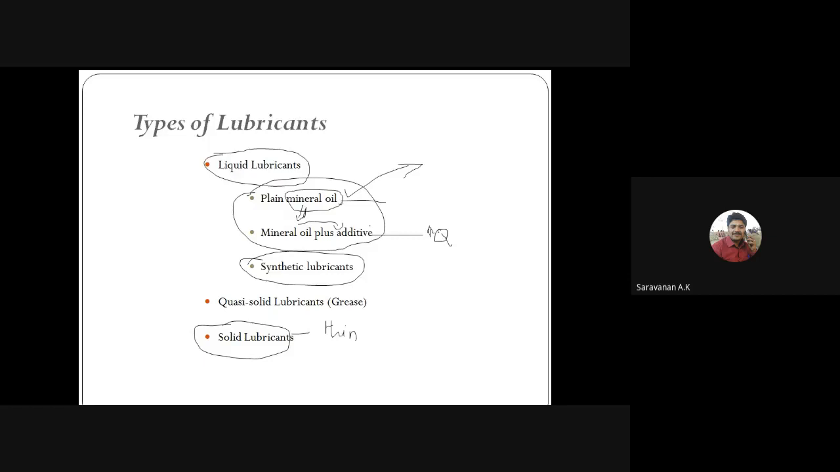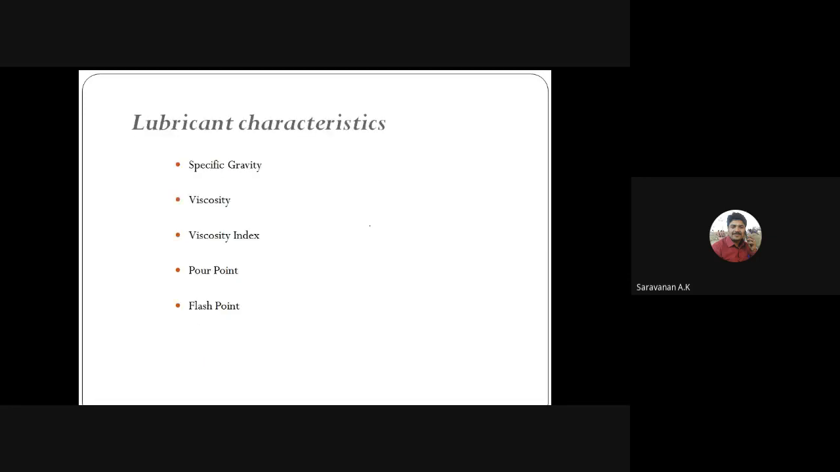Then the characteristics. What characteristics are important for a lubricant? Here, the density, that is the specific gravity of the particular lubricant, and the viscosity index. Mainly the viscosity is a very important one for the lubricant. The viscosity may be affected by the temperature, so it is expressed depending upon the temperature, how the viscosity varies. The expression is denoted by some numbers, and those numbers are called the viscosity index.